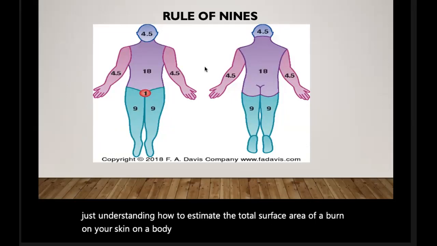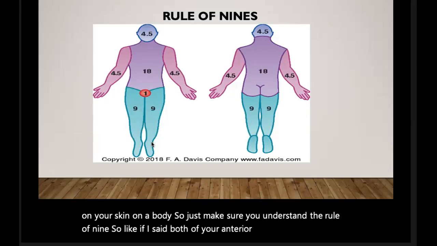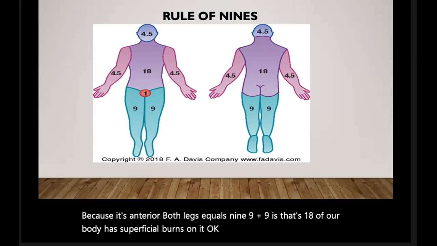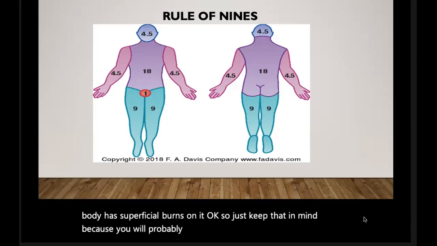So just make sure you understand the rule of nines. Like if I said both of your anterior legs were burned, you would already know because it's anterior, each leg equals nine. 9 plus 9, that's 18% of our body has superficial burns on it. Okay, so just keep that in mind because you will probably have questions on your exam from that.